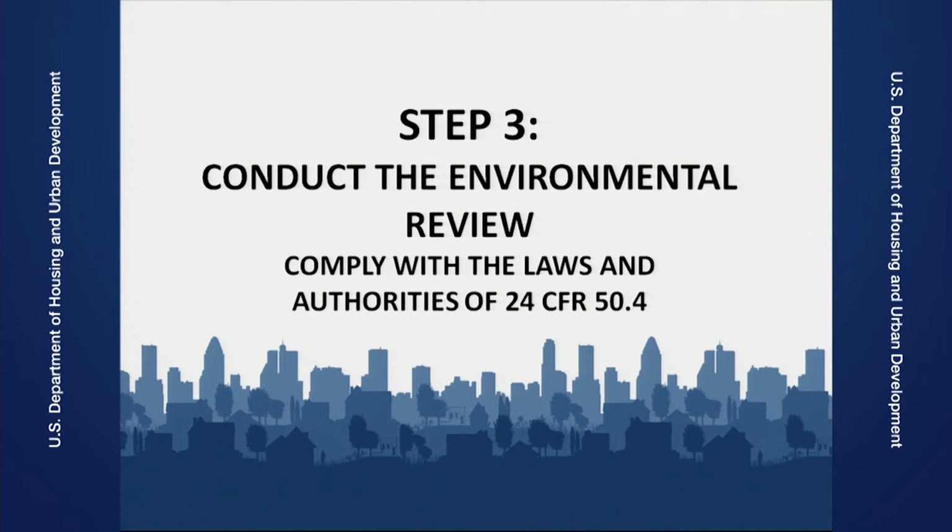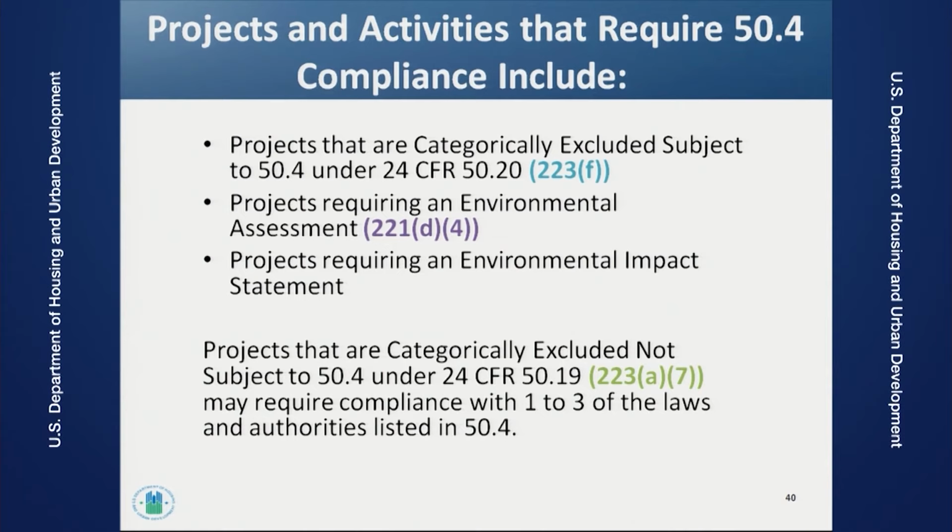So now we're ready to get into step three, the meat of actually complying with all of the related laws in 50.4, or Part A. So we'll spend the rest of today and all of tomorrow morning on this section. To recap, any project that is categorically excluded subject to 50.4, as well as environmental assessments and environmental impact statements, everything except for 223(a)(7)s is going to have to comply with all of these.